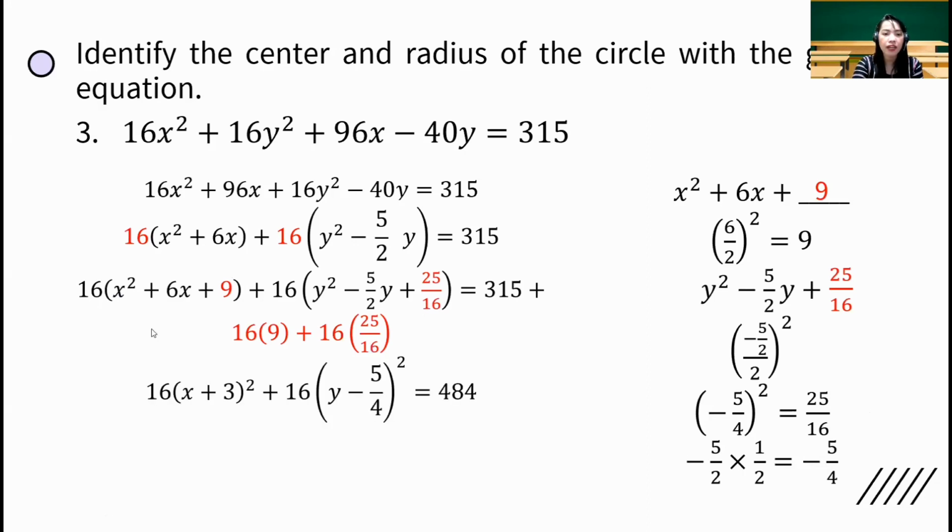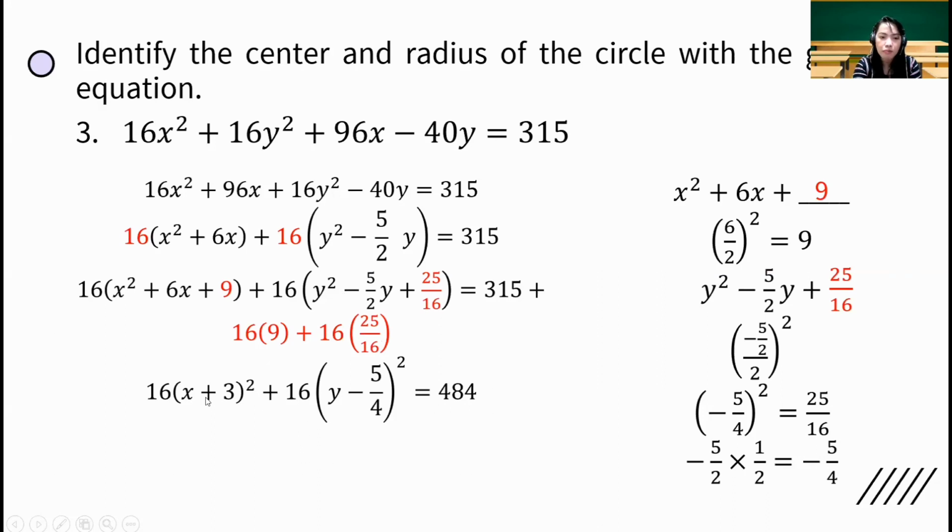To simplify, yung perfect square trinomial in terms of x, naging na siyang x plus 3 squared, at yung sa y naman, naging siyang y minus 5 over 4 raised to 2. So, yung 16 nandito pa rin siya. 315 plus 16 times 9 plus 16 times the fraction 25 over 16, the result of that is 484.